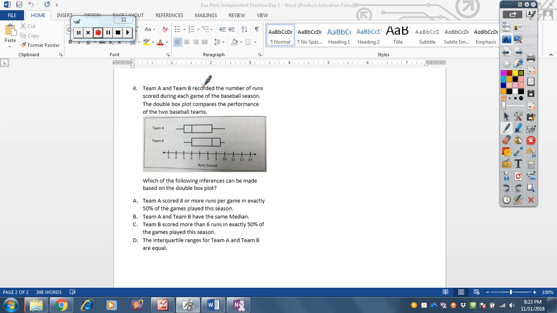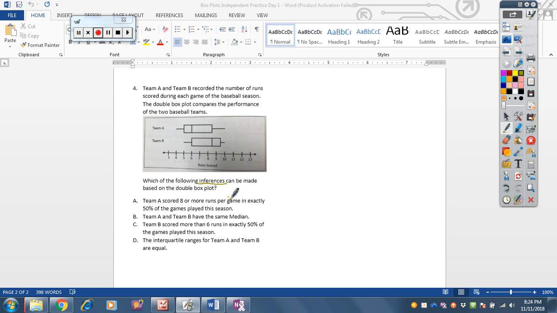Number 4 says Team A and Team B recorded the number of runs scored during each game of the baseball season. The double box plot compares the performance of the two baseball teams. Which of the following inferences can be made based on the double box plot? Inference is a word you hear in reading a lot, right? You read something and they ask, what can you infer? You can infer somebody's happy or sad. It's taking what you know and the information they give you and then making decisions, filling in the blanks.